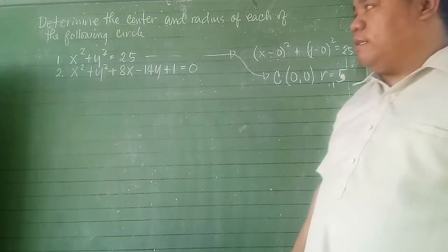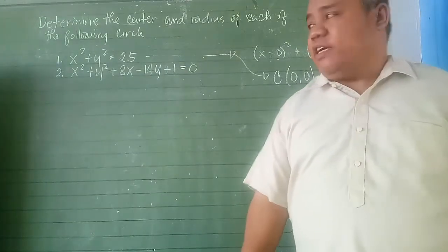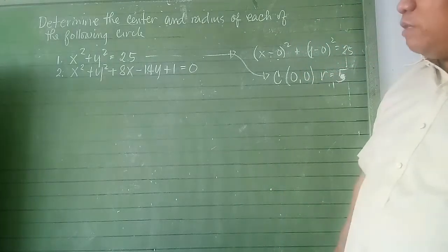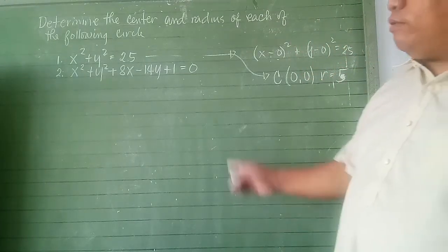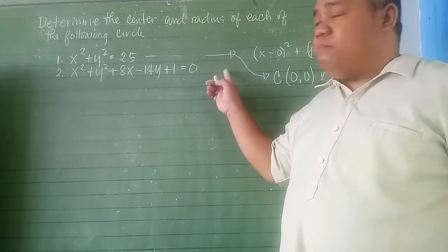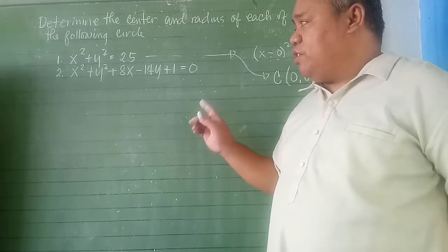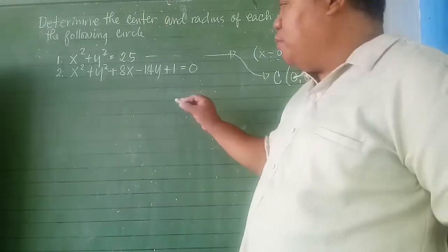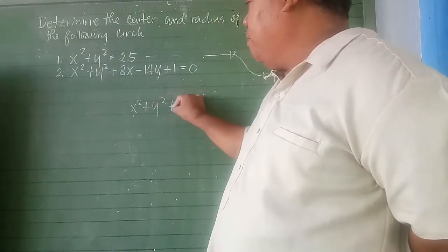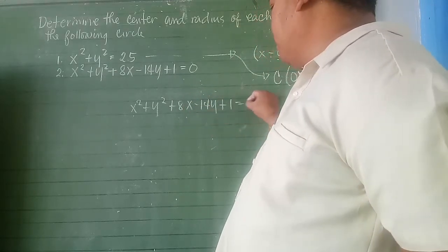So it means that in number 1, it is what we call an origin-centered circle. Now, in number 2, we have x squared plus y squared plus 8x minus 14y plus 1. Remember, this is the general form of the circle, and we're going to determine the center and the radius of this circle. So all you have to do is write down the equation first. We have x squared plus y squared plus 8x minus 14y plus 1 is equal to 0.